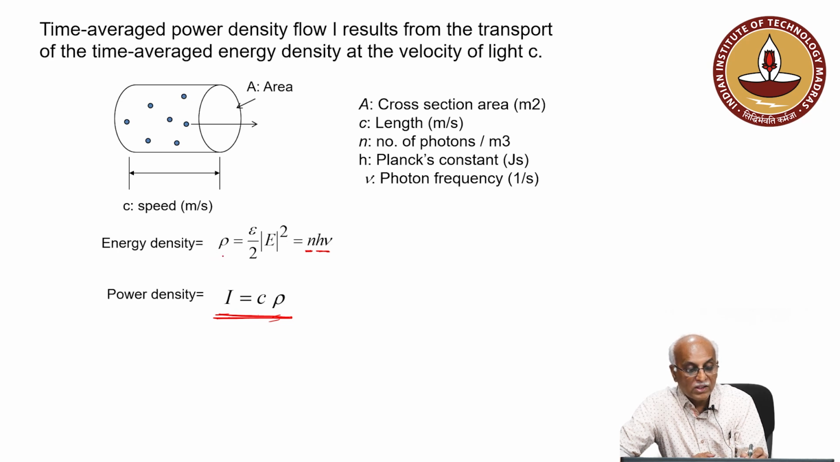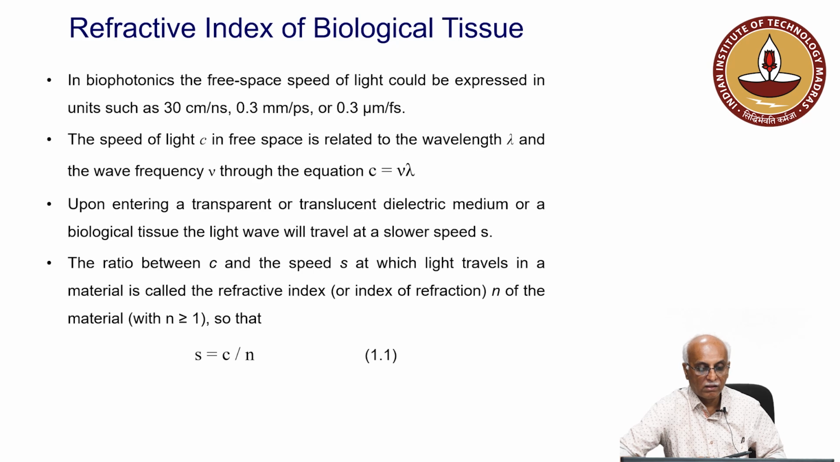So this energy density rho of the electromagnetic wave can also be represented by n h nu, where n is the number of photons per cubic centimeter, and h nu is the photon energy. So this n h nu multiplied by c, the speed of light, will give us the power density of this electromagnetic wave corresponding to the particular photon frequency. What is the power density term? It can be derived, basically we can express.